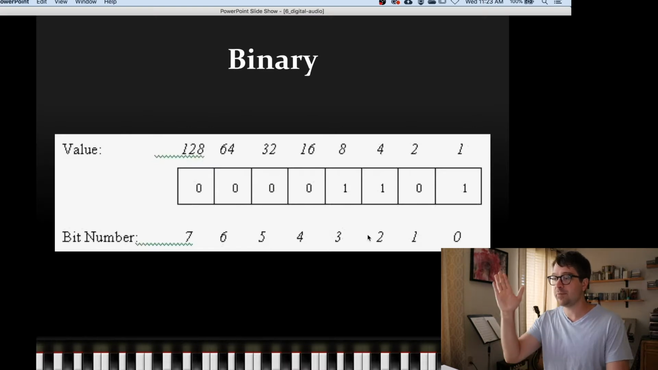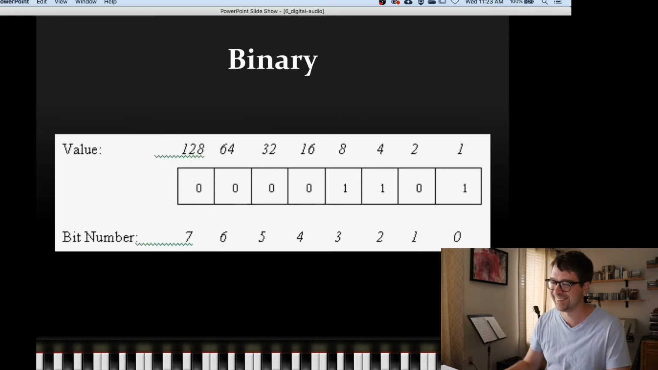We number them from right to left. So this is bit number 0, 1, 2, 3, 4, 5, 6, 7. Since we're talking about computers, we always start counting at 0, not at 1. And so each of these bits has a power of 2, right? So if bit number 0 is a 0, it always counts for a 0. And if it's a 1, it can count for the number 1. If this second bit right here, bit number 1, is a 0, it counts for 0. But if it's a 1, it counts for the number 2.